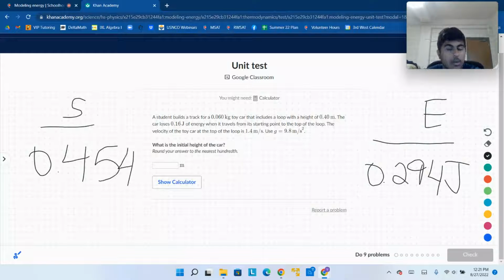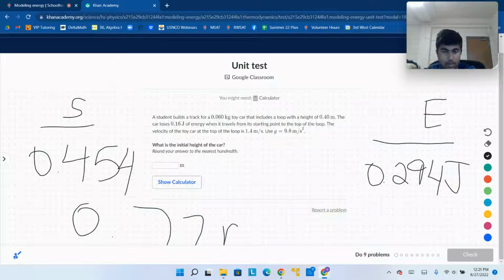Now we don't think it's moving because it's starting, so it's not moving. The only type of energy it has is gravitational potential. So we take that 0.454, divide it by 9.8, divide it by the 0.06, and we get that it has a height of 0.77 meters.